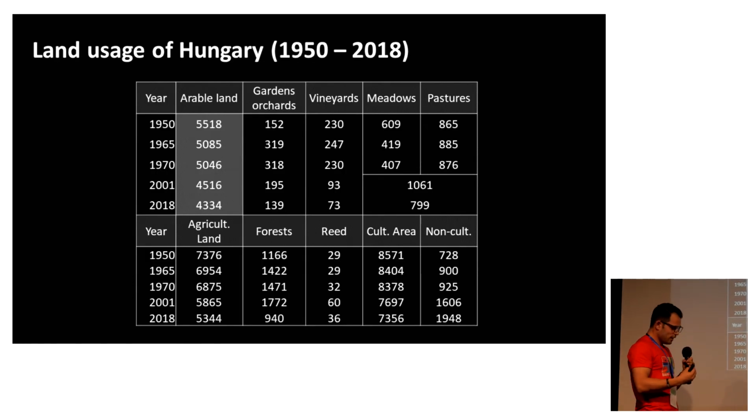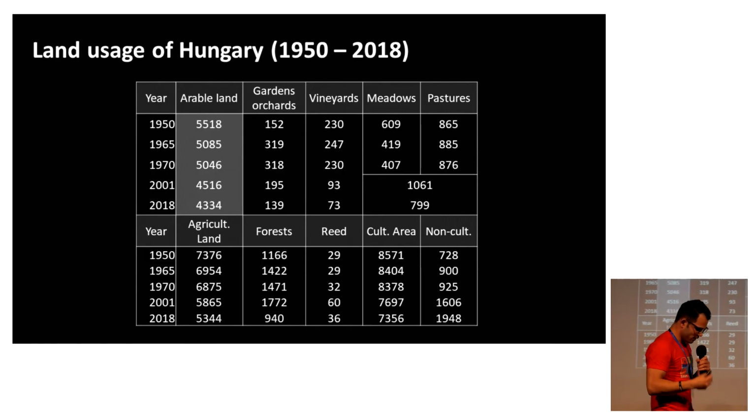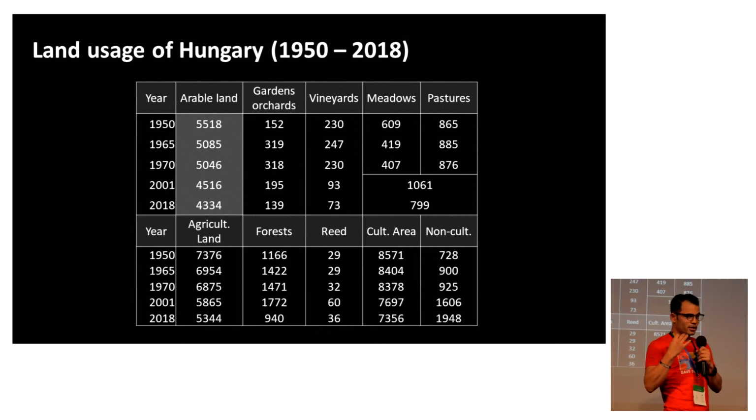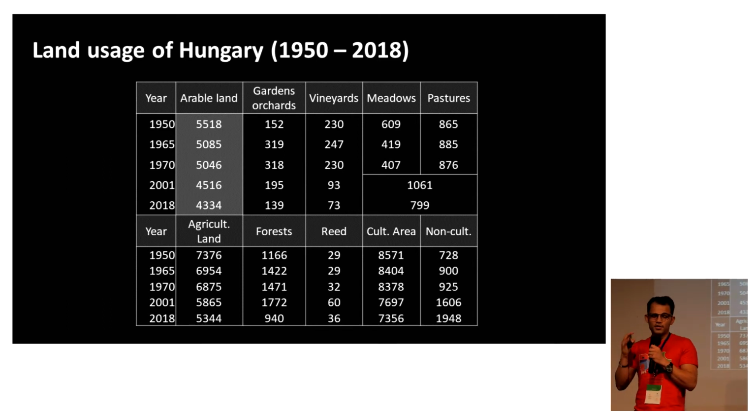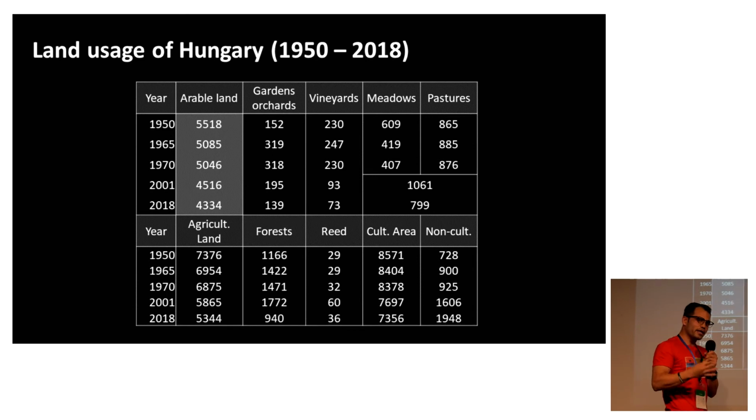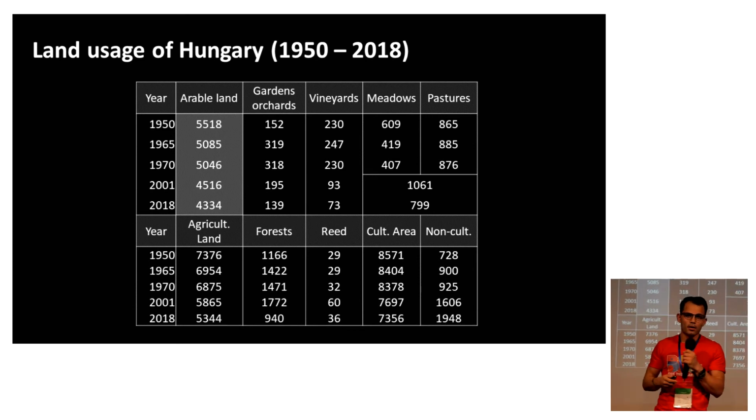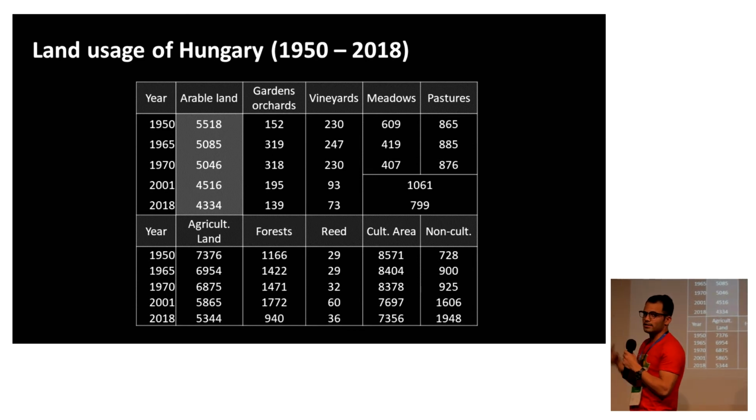In this table you can see that in the last 70 years in Hungary, the arable land has been reduced by 22% because of erosion. So this just happened in 70 years. So what do you think about the next 700 years? So we have to take steps now and save the planet.